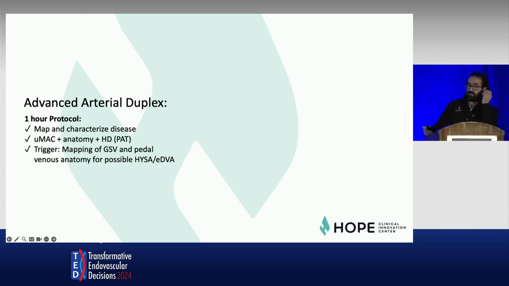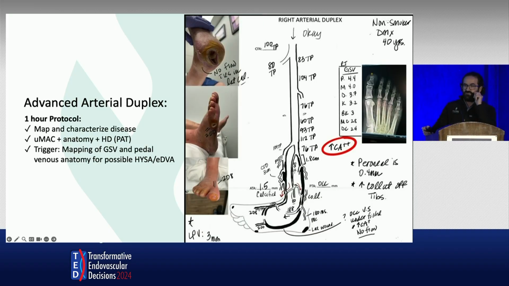Somehow, we got distracted along the way with MRIs and CTAs and all these other awesome technologies, but at the end of the day, ultrasound is phenomenal, and we can get a lot of information from it. I think we are doing a disservice to the technology, because you can map and characterize disease, you can understand the anatomy of the pedal vessels, you can map the GSV and decide if you have to do something. This is the type of ultrasound that I expect from our group at Hope. And what you get here is essentially better than a CTA, because you have hemodynamics all the way down to the pedal anatomy.